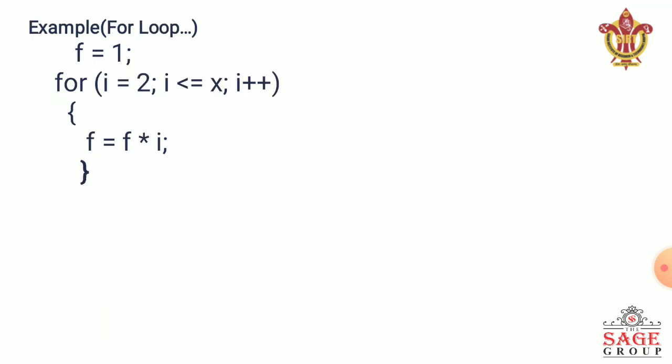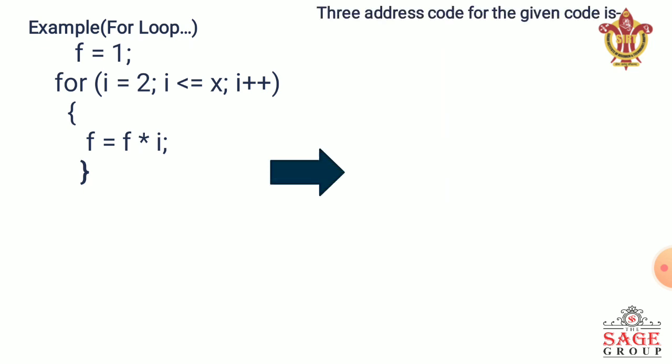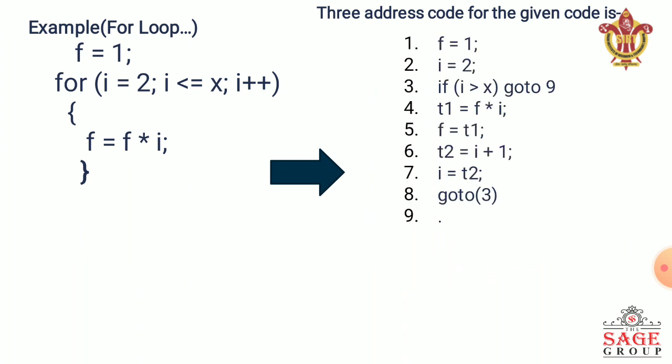Now we have taken another loop for consideration to convert into three address code, which is the for loop. As we know, in a for loop, firstly we initialize a variable, then check the condition, and after that increment or decrement. Now we execute this for loop with the help of three address code. Firstly we initialize f equal to 1. After that, i is initialized with 2. Now the condition is i less than or equal to x.